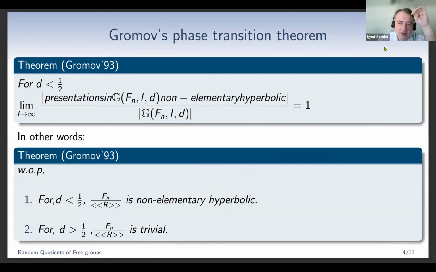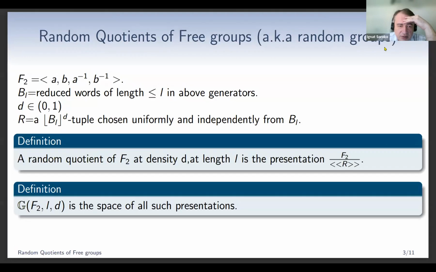Can I ask a quick question? What exactly was D on the previous slide? There was some notation which I didn't understand. D is just a real number inside 0 to 1, so it can take values between 0 and 1. So this G(F2, L, D) is: fix D constant, fix the group constant, and let L change. That changes everything. That changes the space of all presentations. So what does this notation mean? Like floor of |B_L| to the power D?